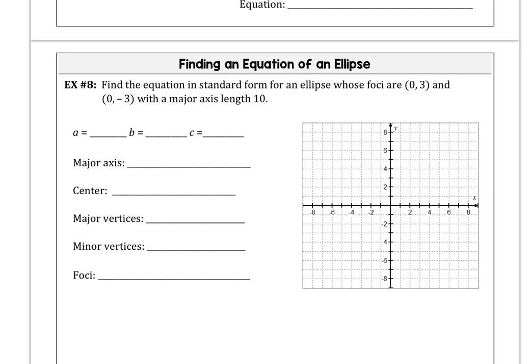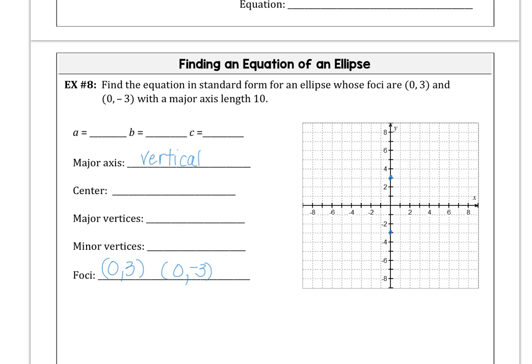Here we want to find the equation in standard form for an ellipse that's got focal points at 0, 3 and 0, -3. If we put those on our graph right away, that'll help us know where the orientation is. And you'll notice that it's a vertical orientation, since they're both sitting here on the y-axis. What else do we know?